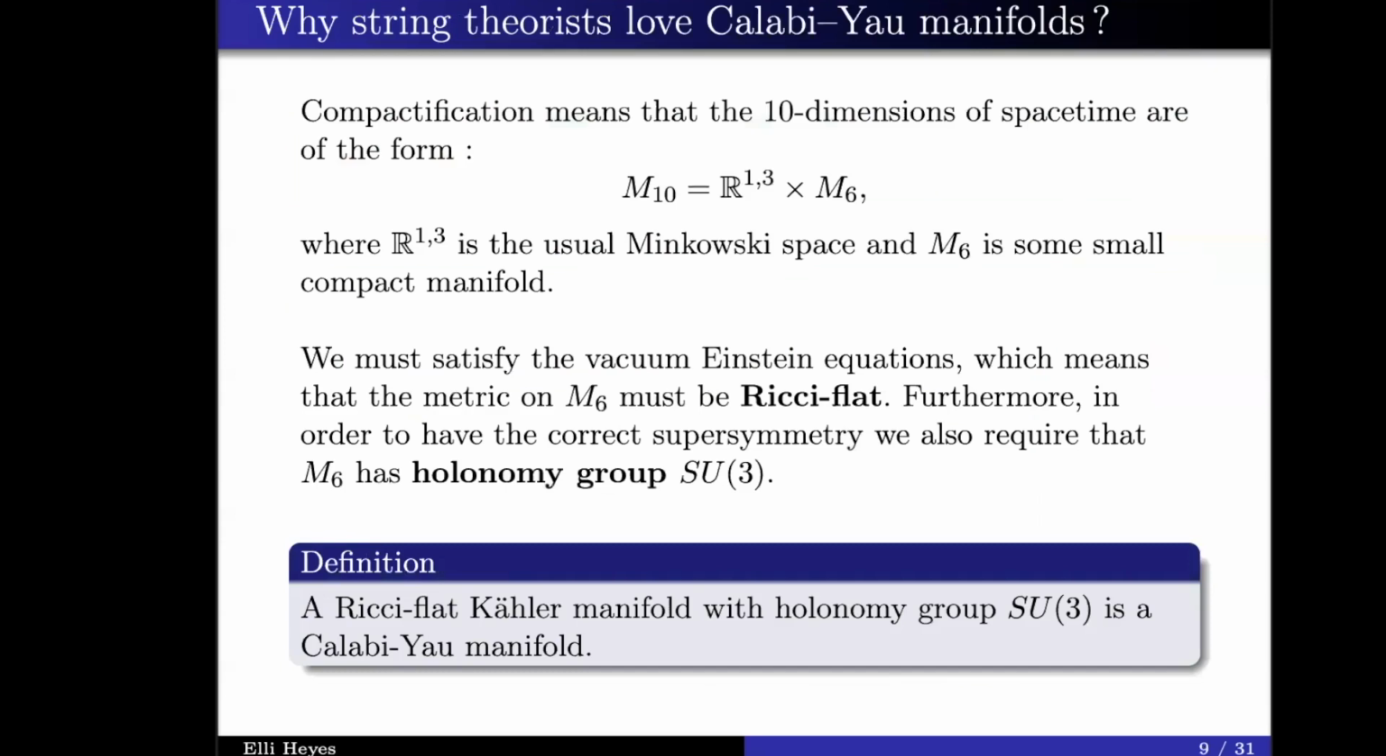Compactification means that the 10-dimensional manifold of space-time is split up into a 4-dimensional Minkowski space and a compact 6-dimensional manifold. Because we want to satisfy general relativity, our 6-dimensional compact manifold must satisfy the vacuum Einstein equation. This puts a condition on our metric on the compact manifold, that it's Ricci flat, which means that the Ricci tensor vanishes. And we have a supersymmetry condition, which means that we must have holonomy group SU(3) on our compact manifold. But a Ricci flat manifold with holonomy group SU(3) is just a Calabi-Yau manifold.